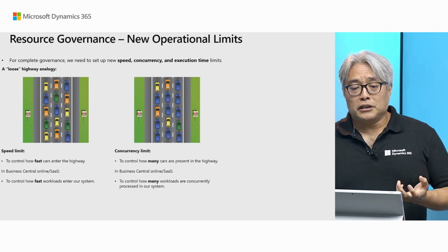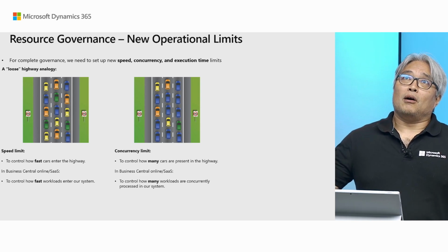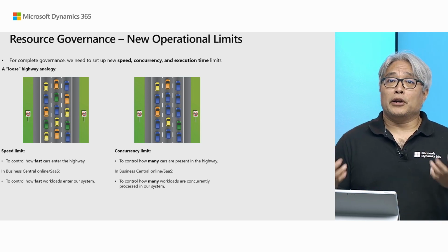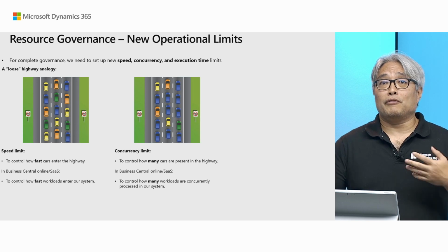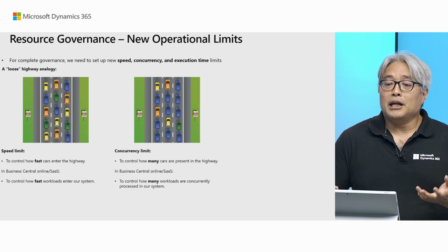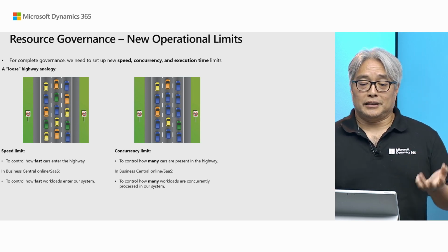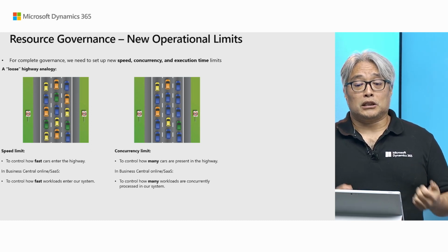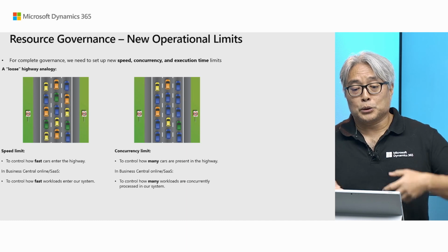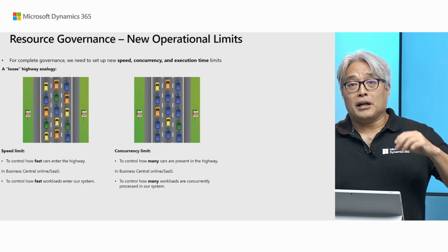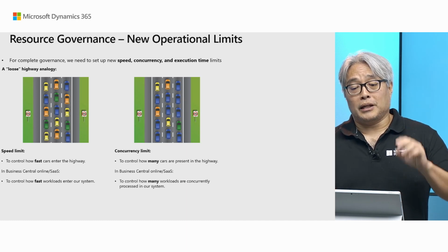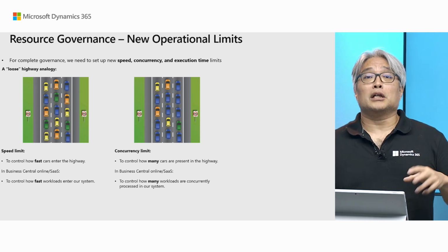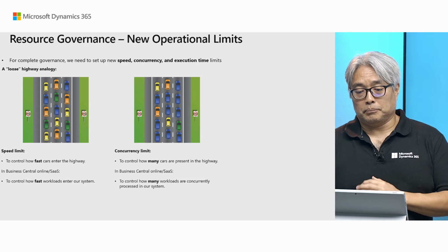So for the concurrency limit, essentially imagine all cars are entering the highway more or less under the speed limit, but there are blue cars coming from different entry points. So you end up with more blue cars at the same time on the highway, and that cannot be controlled with a speed limit. So we have to introduce a new limit, which is the concurrency limit, to control how many cars are present at any given moment on the highway, or in our world in BC Online, to control how many workloads are concurrently processed in the system.